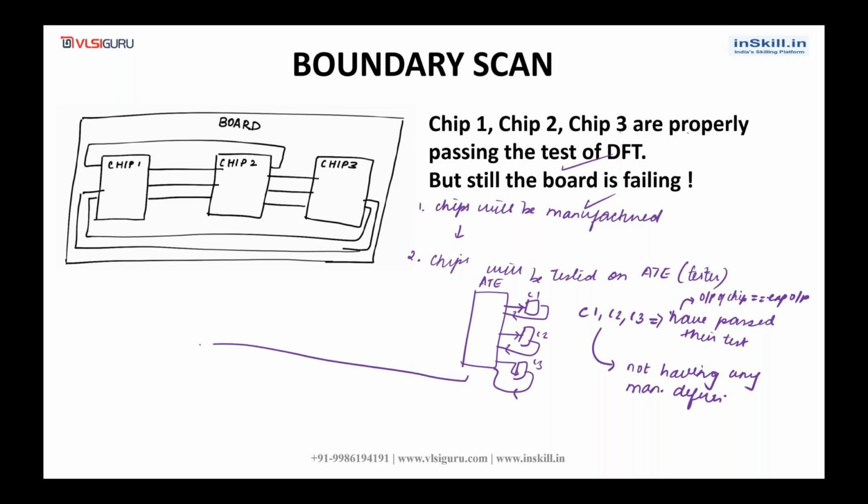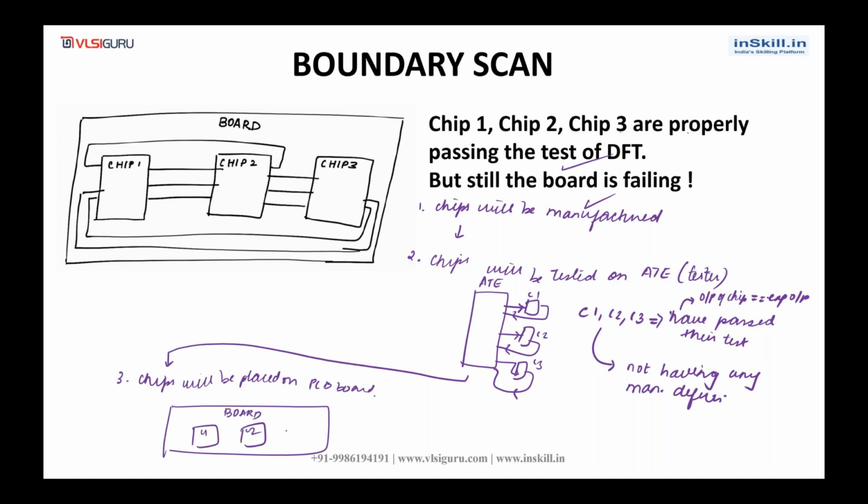After this, the chips are placed on the PCB board. This is your board, and this is how the chips will be placed: chip 1, chip 2, chip 3. Then the interconnections between the chips are formed.